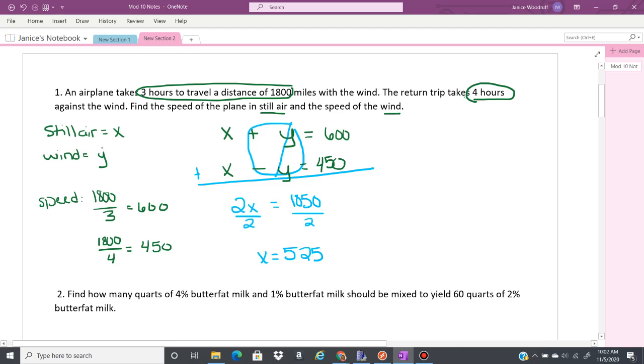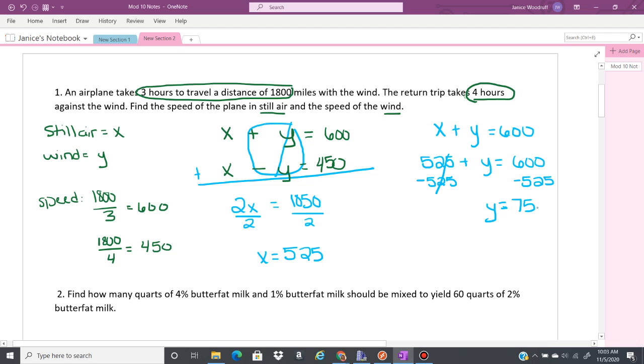So now let's find the y value, the wind speed. I can just plug this into either one of these equations, so let's say you have x plus y equals 600, you plug that 525 in for x. So 525 plus what gives you 600? We can subtract the 525 from both sides. These will cancel. Y will come down. 600 minus 525 gives you 75.